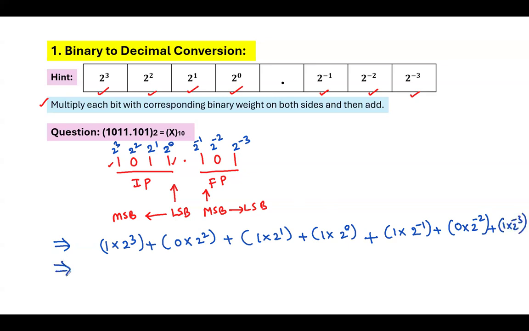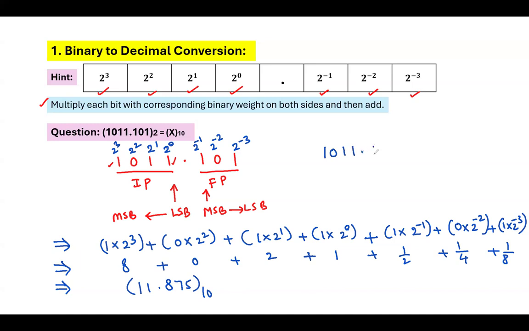Now we should calculate the value. This is 8 plus 0 plus 2 plus 1 plus 1 by 2 plus 1 by 4 plus 1 by 8, which gives 11.875 with the base 10. This is a decimal number. Therefore, the answer is 1011.101 with the base 2, which is equal to 11.875 with the base 10. This is the solution for this given problem.